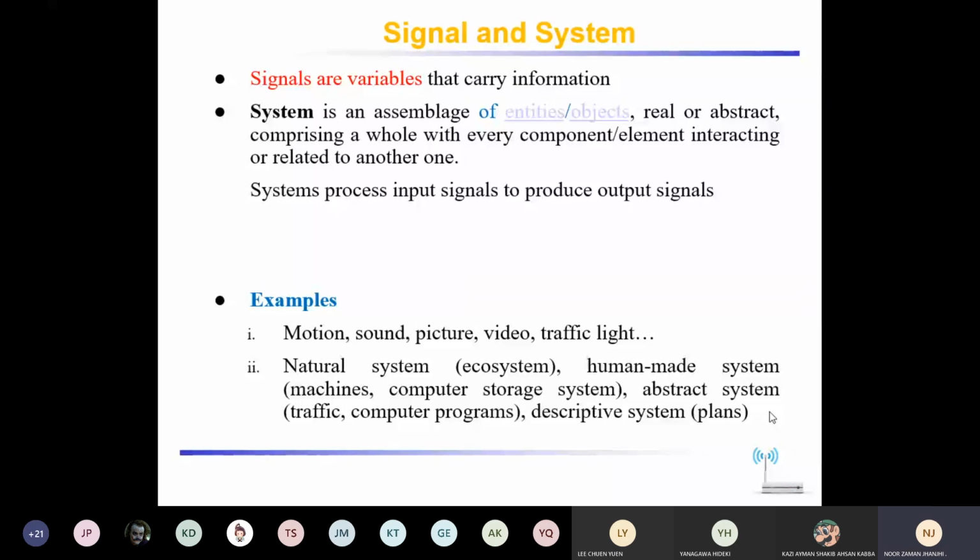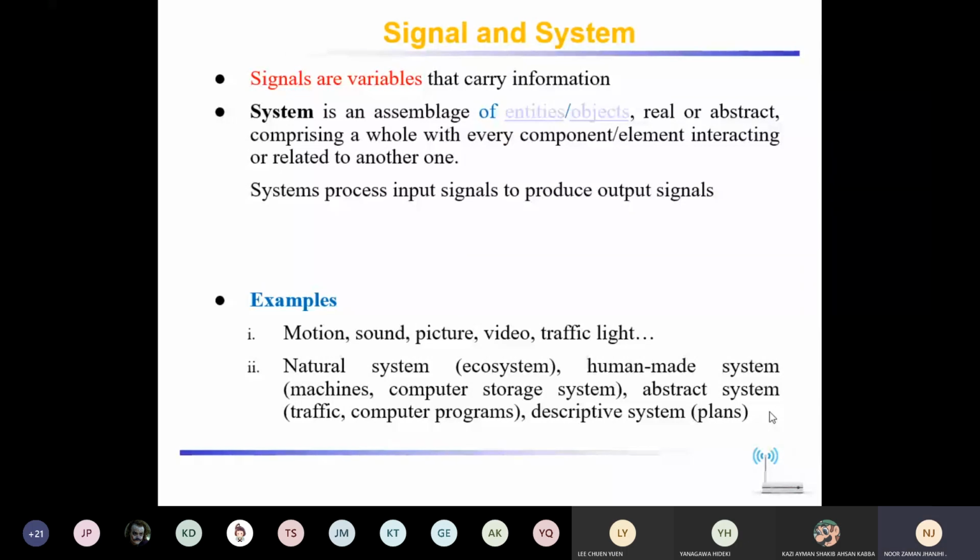Now that information could be any, like suppose that information could be picture, motion, sound, video, audio, or any type. So that's why we are saying that the signals are the variable.